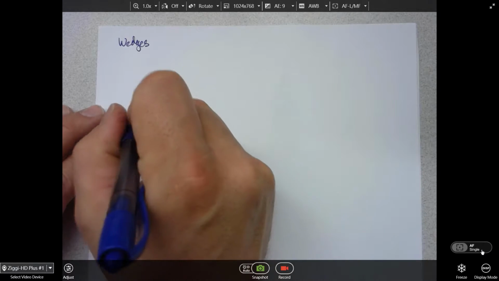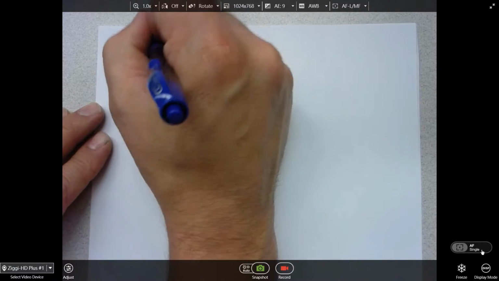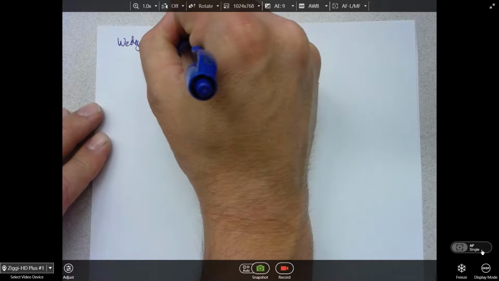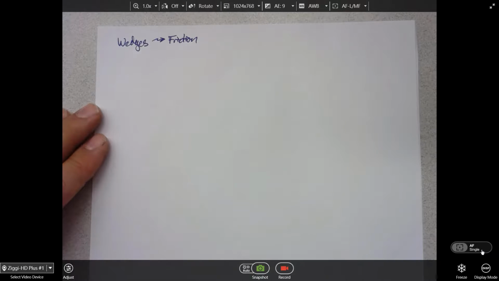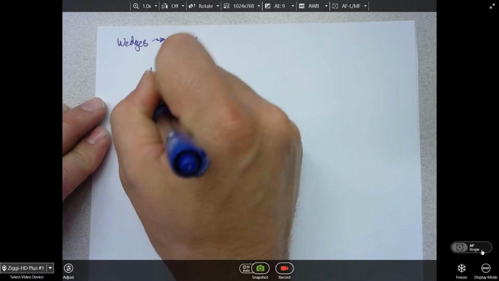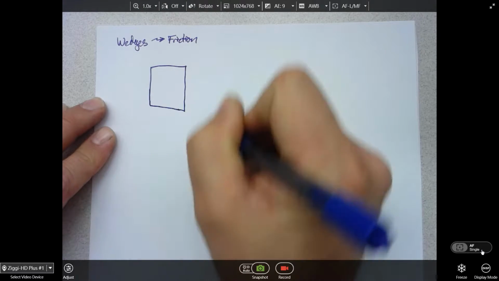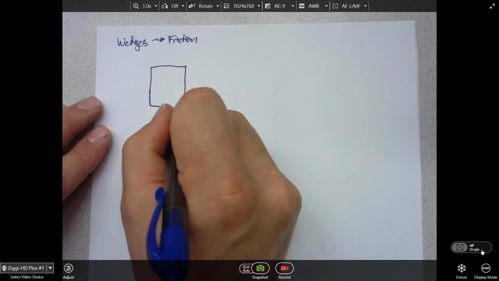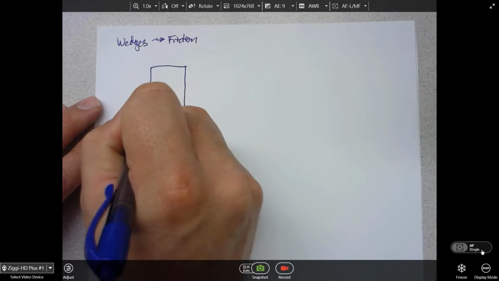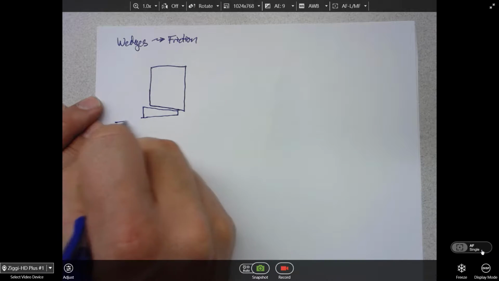All right. So wedges are a function based on friction, right? And we've been talking about friction, so we might as well talk a little bit about wedges. Okay, so the idea of a wedge is you've got a wedge like this, has some angle, sits on the ground.